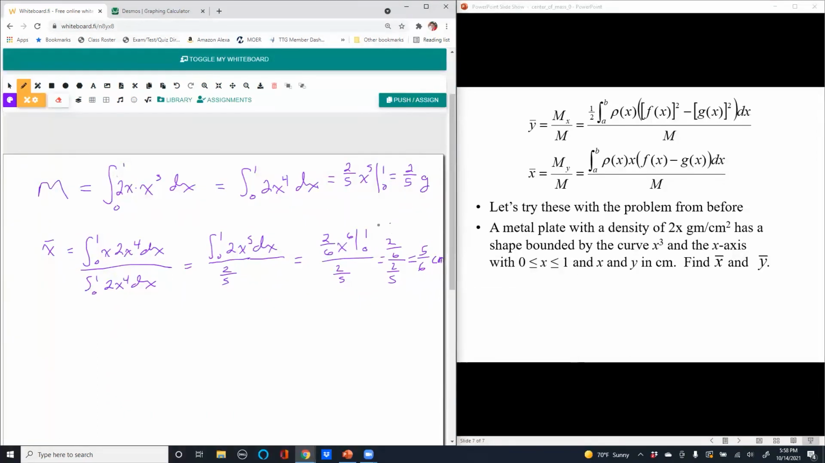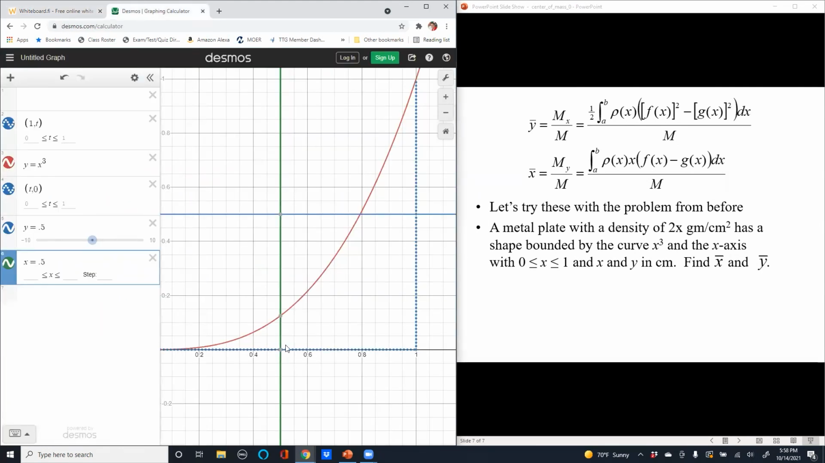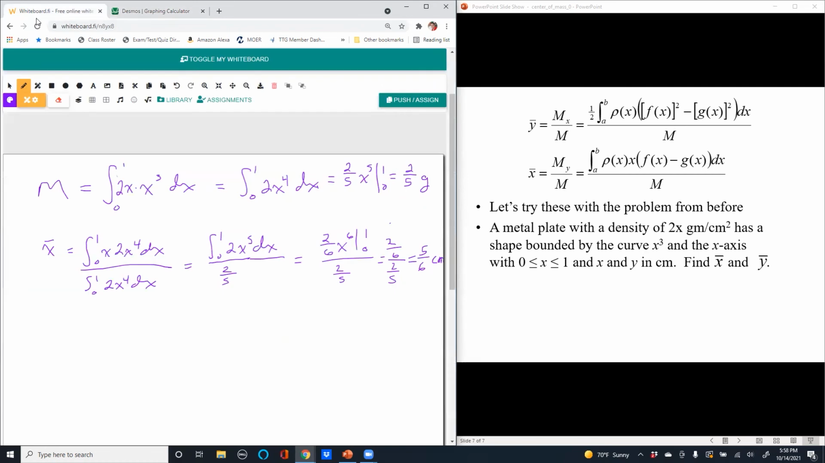5/6 centimeters. Going back to our graph. Okay, so 5/6 is a little bit more than 0.8. That seems pretty reasonable for this center of mass. Okay, so somewhere along this vertical line here. Questions about X bar?